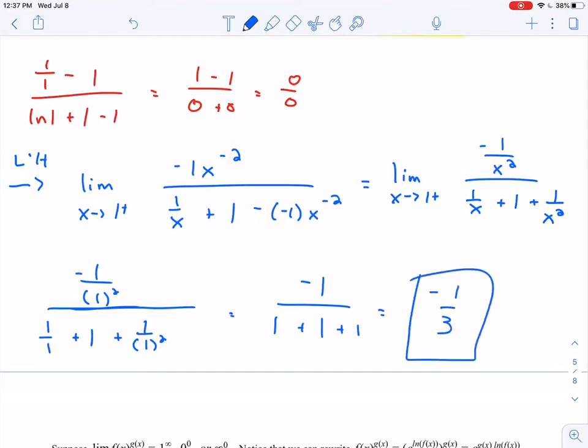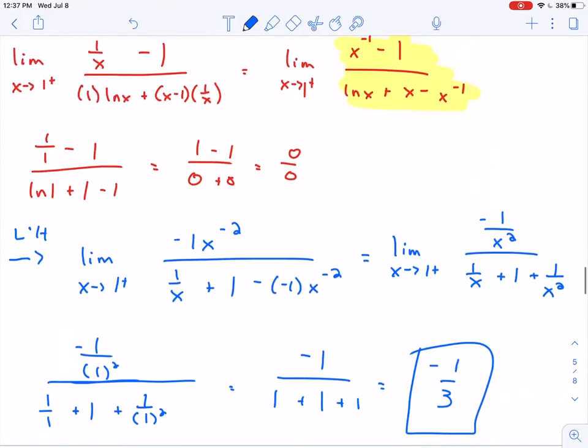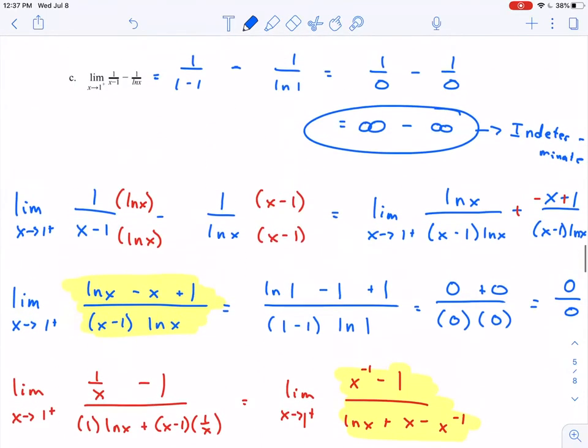There is my limit. So again, here, when we look at this limit and we determine, okay, we have infinity minus infinity, which we know is an indeterminate form, we do need to rewrite that expression. You always need to be rewriting these so that you're looking at a limit that ends up as 0 over 0 or infinity over infinity before we can use L'Hopital's rule.